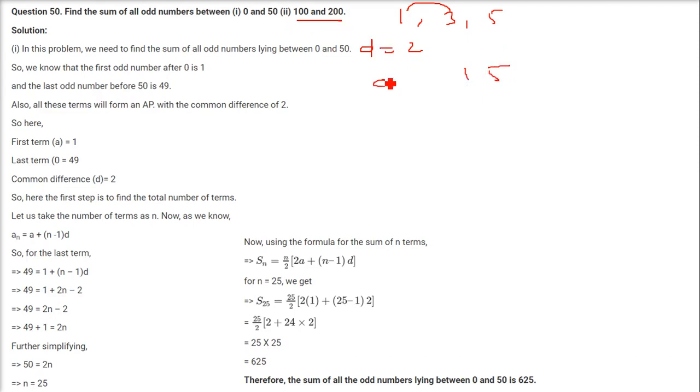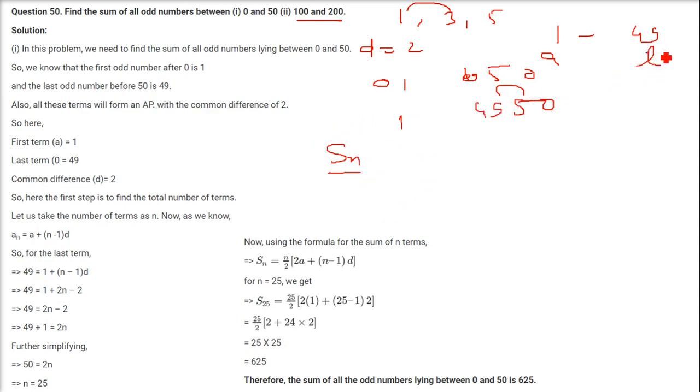So 0 to 50, what is the first odd number here? 1. 1 will be the first odd number, and what is the last odd number here? 50 itself. Okay, no, 50 is even. 49, just below this. So 1 and 49 is our series. So a is 1, and l, that is the last term, is 49. Sum will be what? n by 2, 2a plus n minus 1 into d.